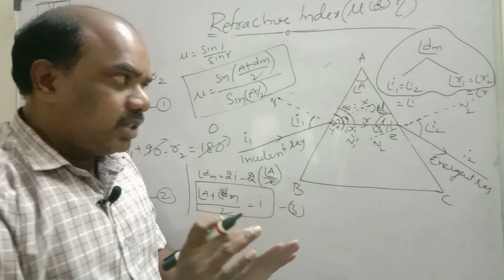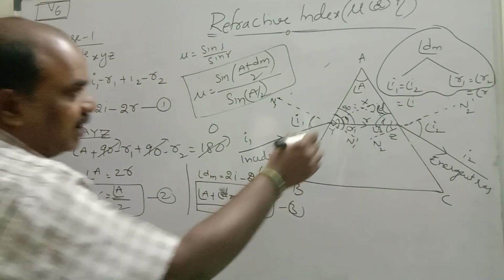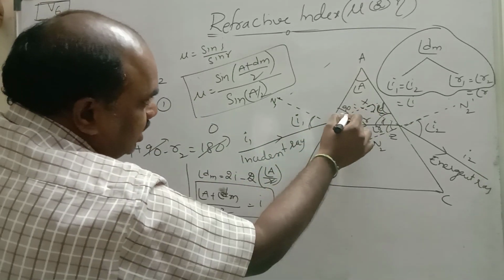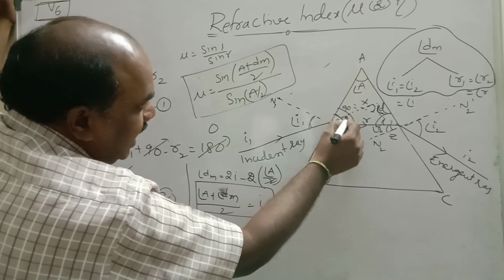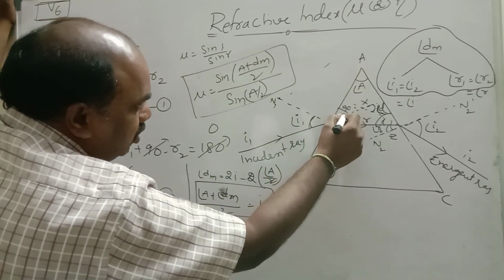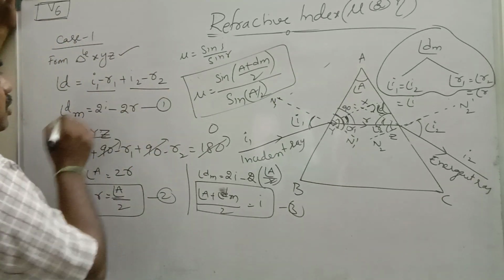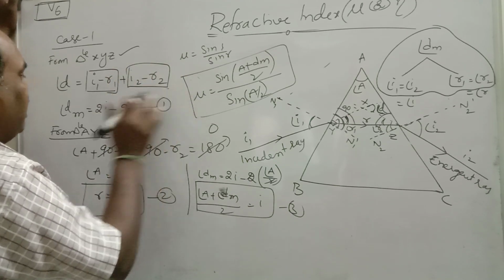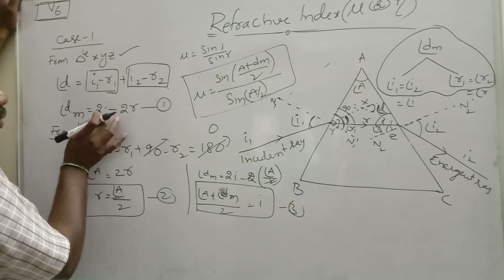If you apply this condition here, first of all, I took a small triangle from triangle XYZ. Exterior angle is equal to the sum of opposite internal angles. Angle D is equal to this angle I1 minus R1, this total I1, I want only up to here, plus I2 minus R2. Now, if you apply the minimum deviation condition, at minimum deviation I1 and I2 are equal, R1 and R2 are equal, I plus I is 2I.